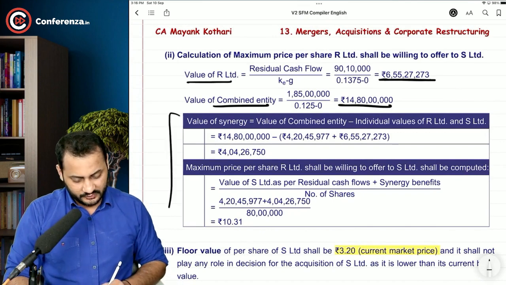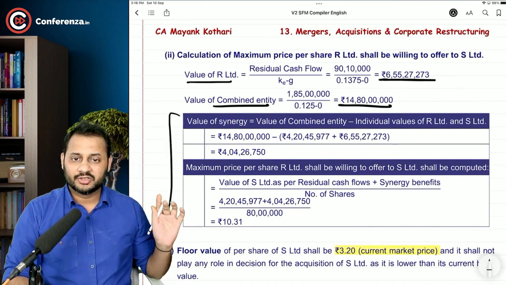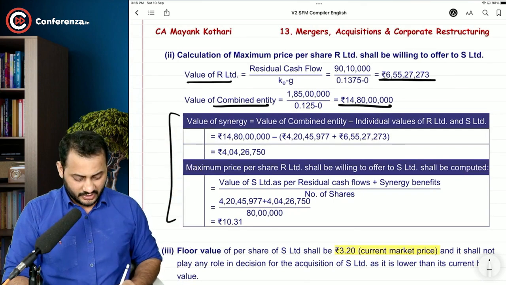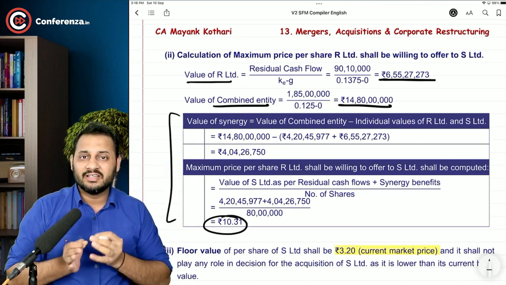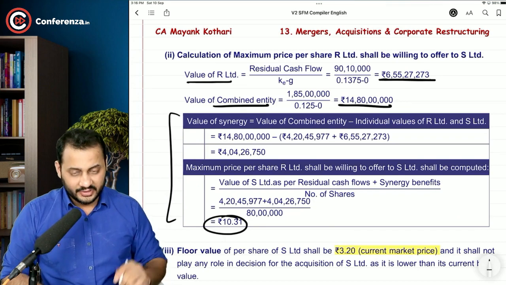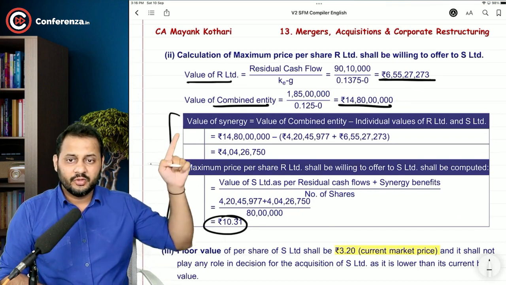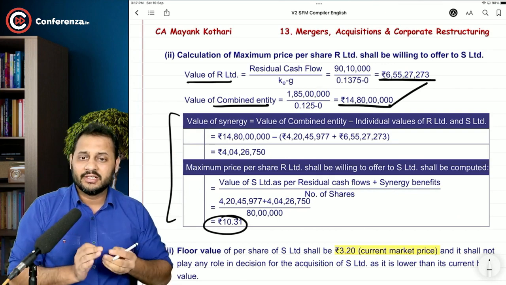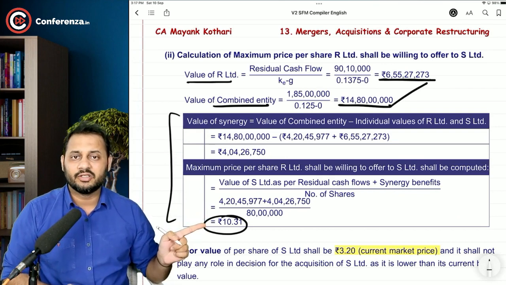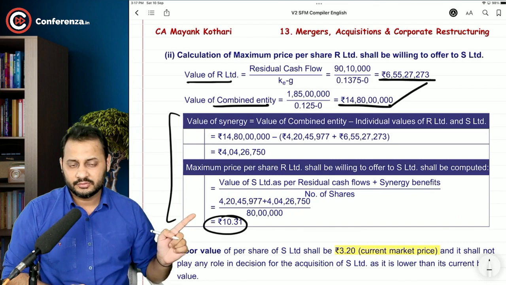this is too much of the task that they have done. I would suggest you to ignore everything. They have come to the same conclusion, but the approach that they have followed is a lengthy approach. You can simply, instead of putting this table, put a line of difference between these two and then divide it by 80 lakh. That's 10.31. Okay. Do you agree with this?